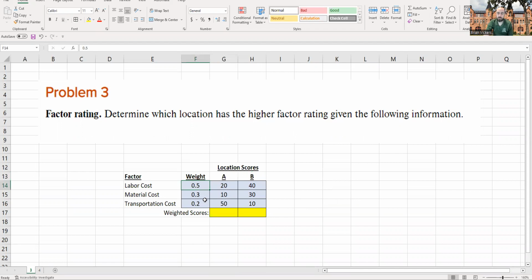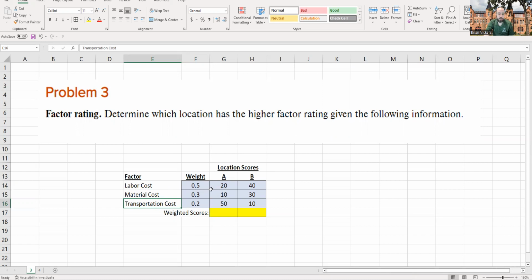So again, I've changed the 5, 3, and 2 to a 0.5, 0.3, and 0.2, and you'll see that adds up to 100% or 1.0. 50%, 30%, 20%. That's the same thing as 0.5, 0.3, 0.2. All right. So labor costs, material costs, and transportation costs, those are the 3 factors in our practice problem.